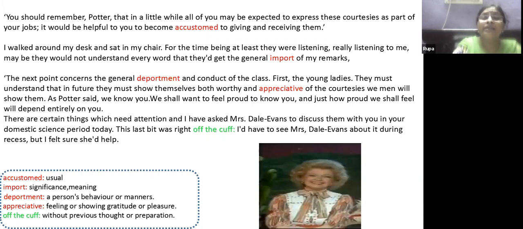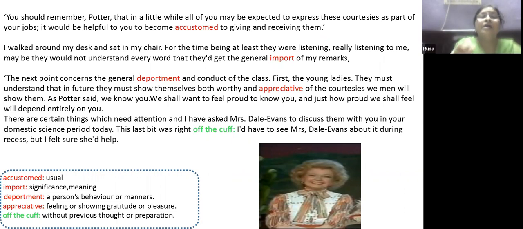And here, what is he telling? He is telling that in the domestic science period, Mrs. Dale Evans will be discussing with the young ladies certain things which he wants Mrs. Dale Evans to discuss with the young ladies. Why? Because he feels she would be better in dealing with the young ladies, and she will stress certain things which actually the young ladies need to focus upon.